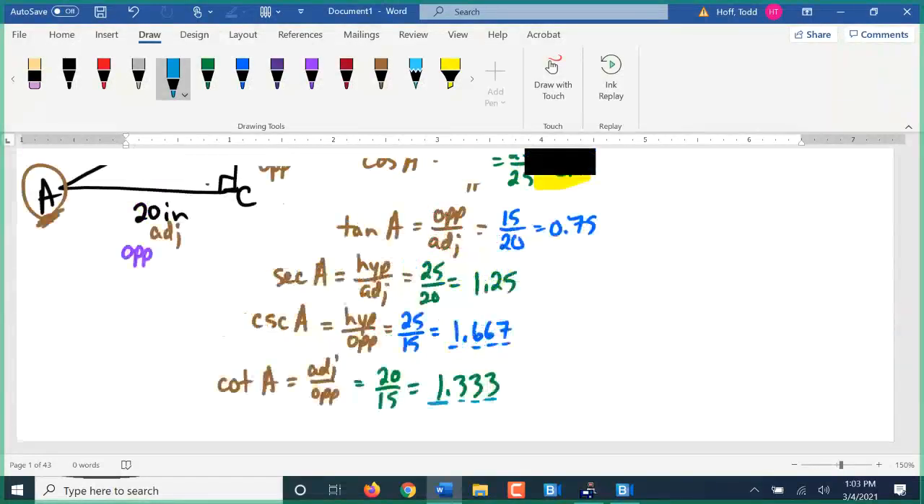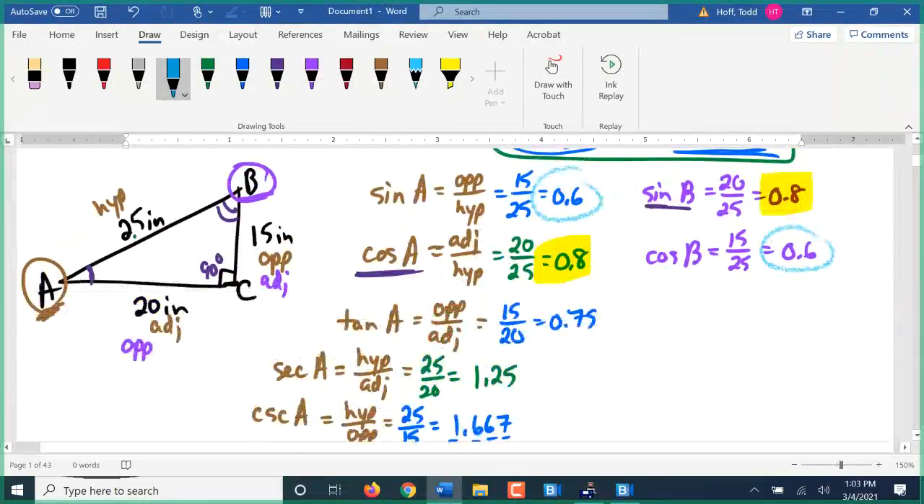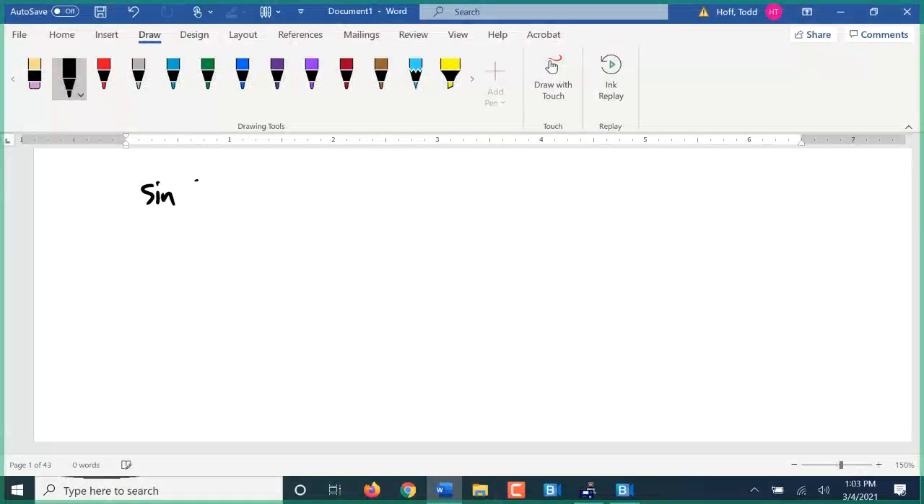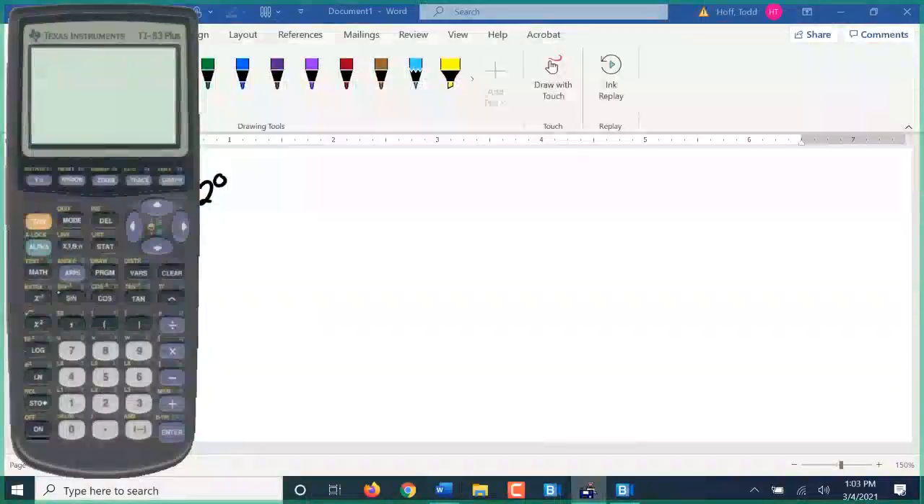Well, we've defined all these trig functions off of the triangle itself. How would we calculate them with a calculator? What if I just ask you to find the sine of 52 degrees? Well, on our calculator, we have those buttons, sine, cosine, and tangent.